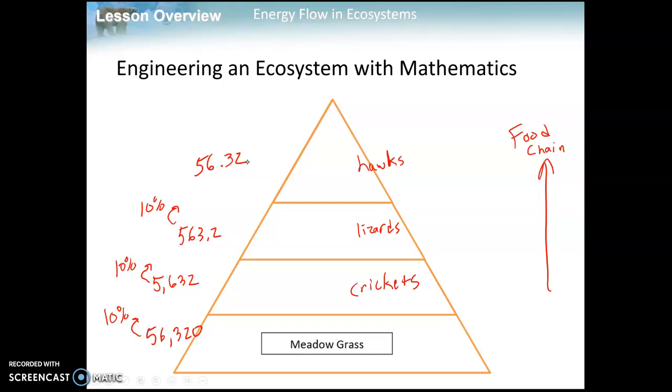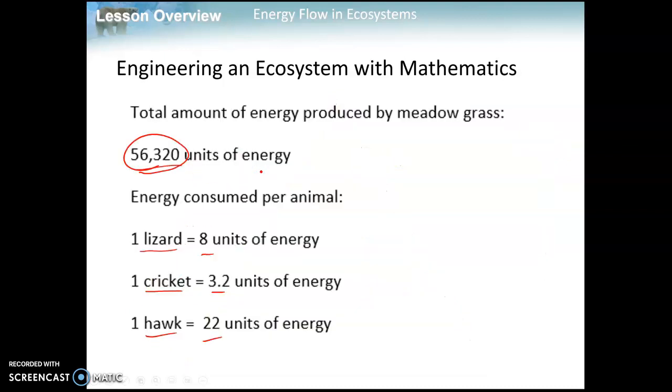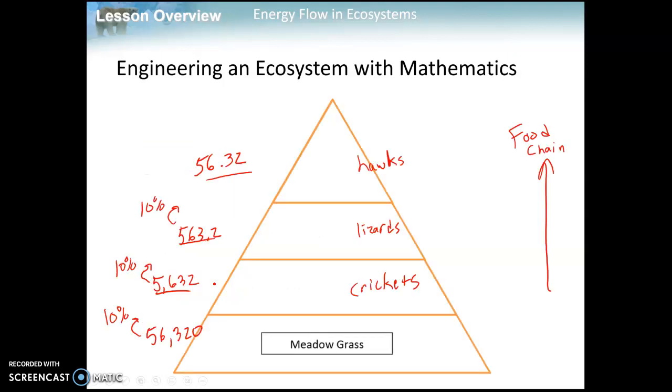So how do we figure out how many crickets, lizards, and hawks? Well, if we know the energy, then we can determine how many we can fit, because every cricket requires 3.2 units of energy. So if I know how many units of energy I have, then it's a simple division problem. 5,632 divided by 3.2. Now that should come out to something pretty even. I haven't done this in a while, but I think it's something like 1,760 crickets. Maybe 1,780. But you'll have to do that math. I don't have a calculator on me right now.